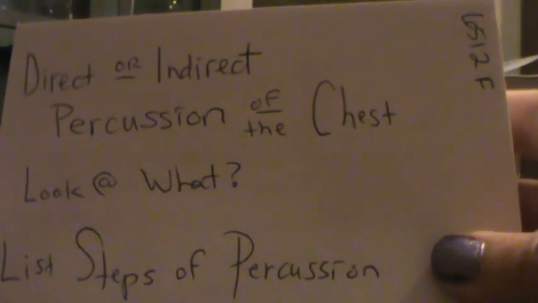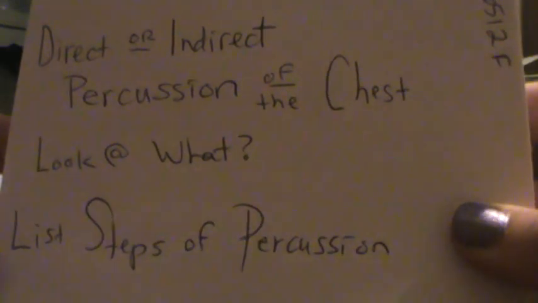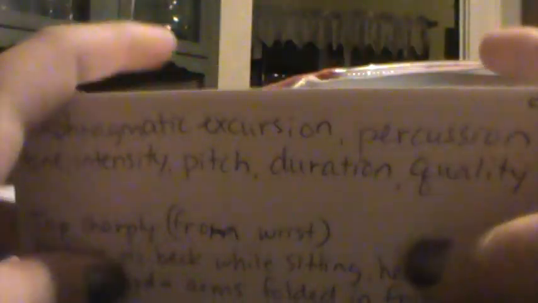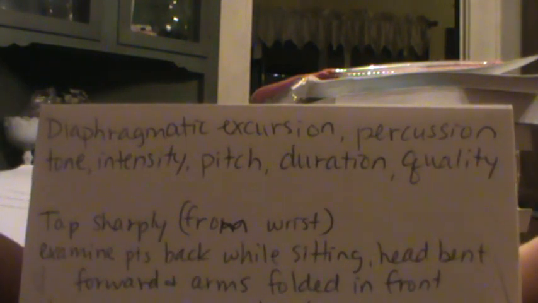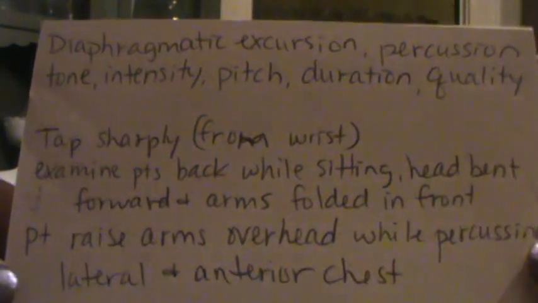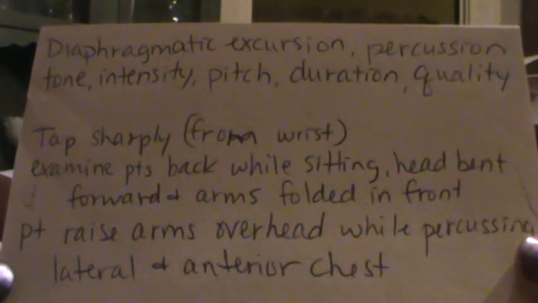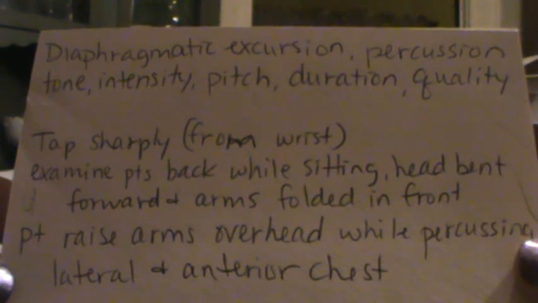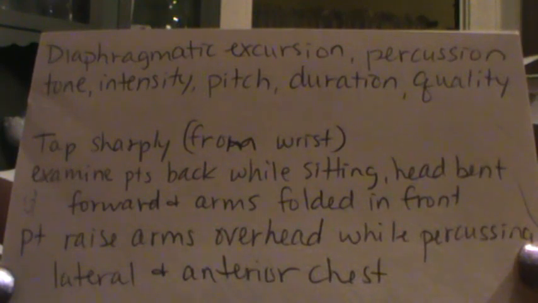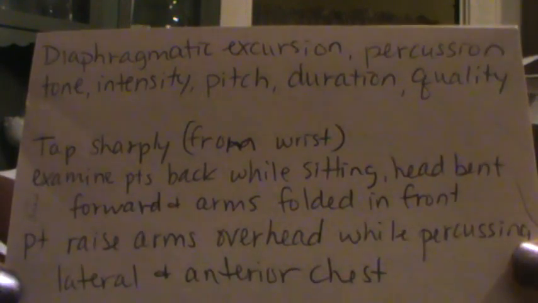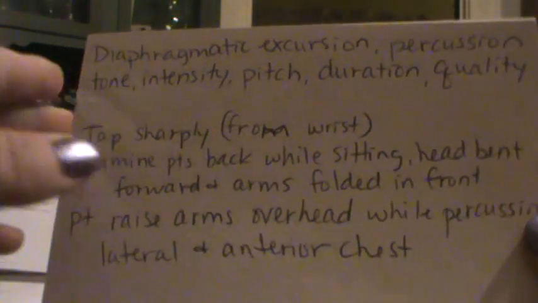Percussion of the chest. What do we look at? And what are the steps of percussion? So when we percuss the chest, we are looking at diaphragmatic excursion, percussion, tone, intensity, pitch, duration, and quality. We tap sharply from the wrist, examine the patient's back while sitting, his head bent forward, and arms folded in the front. The patient raises his arms overhead while percussing in the lateral lung or the anterior chest.